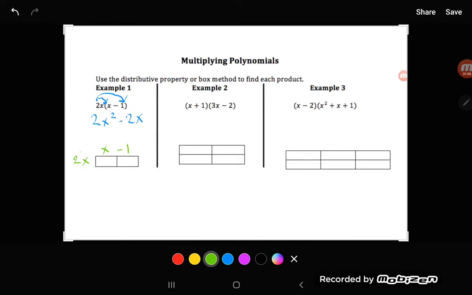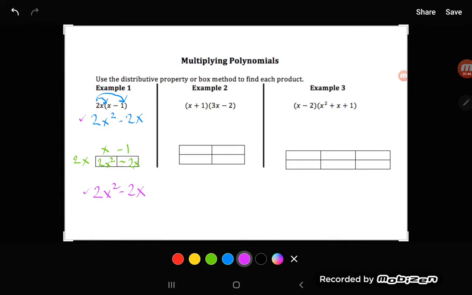Now we're simply going to, again, distribute, multiply these two numbers together. So 2x times x is going to give you 2x squared. 2x times a negative 1 gives you a negative 2x. And of course, your final answer is 2x squared minus 2x. This is the same answer you got when you distributed. So it doesn't matter what method you use, you still should get the same answer.